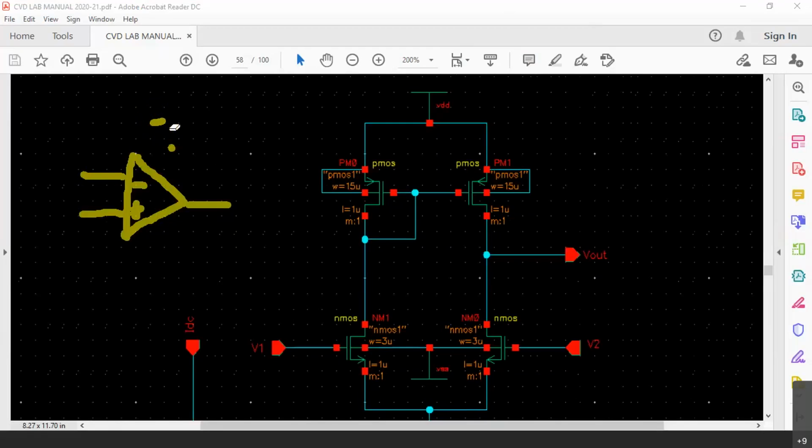So now I have a question for you. Out of this V1 and V2, which one is the inverting input? We have this V1, and we have this V2. Which one is the inverting input? Which one is the non-inverting input with respect to this particular configuration? Students have to answer.